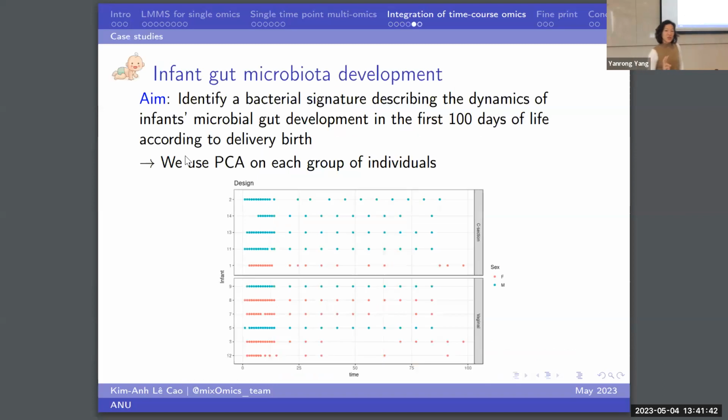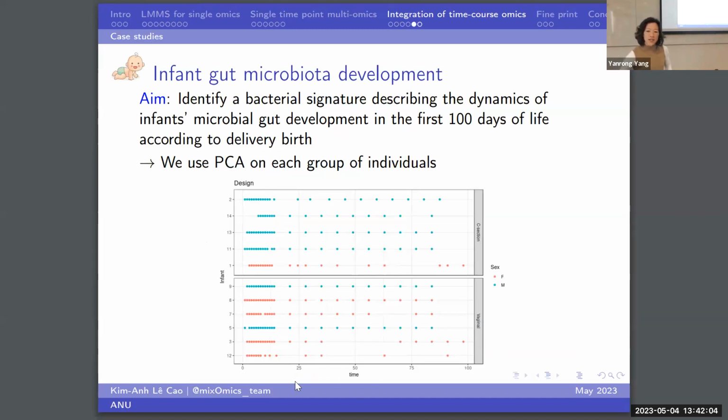So I'm going to give you just two examples of this type of problem. One is from a public data set. It's looking at the first 100 days of life of infants, who were born either through C-section or through natural birth. And this is just the experimental design.